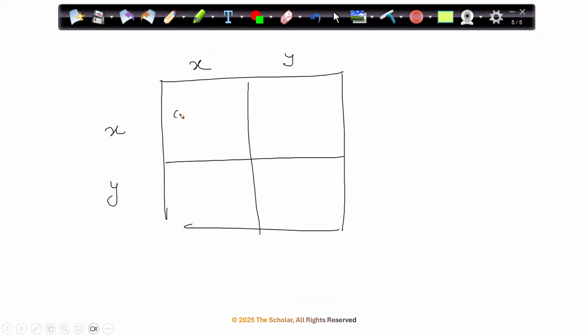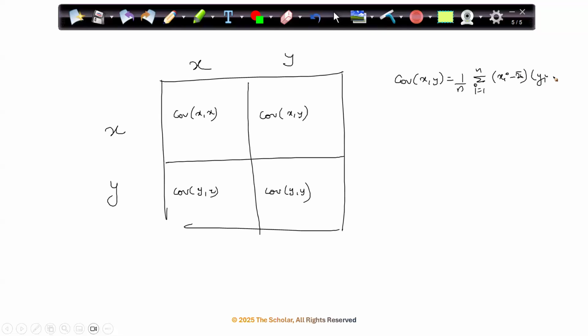Here I will be calculating covariance of X and X. Here I will be calculating covariance of X and Y. Here I will be calculating the covariance of Y and X. And here I am calculating the covariance of Y and Y, right? Let's come to the formula. What is the formula for covariance of X and Y? The formula for covariance of X and Y is 1 upon n summation of i is equal to 1 to n, xi minus x bar into yi minus y bar.